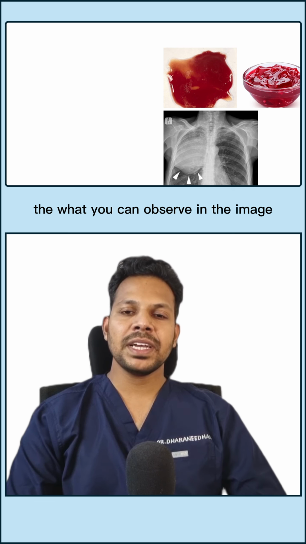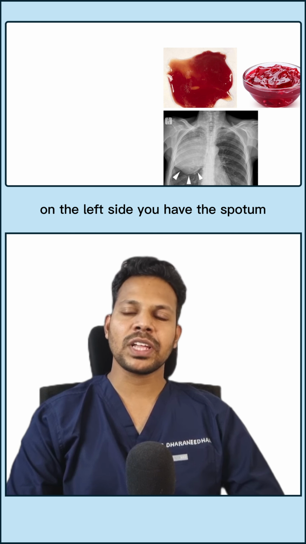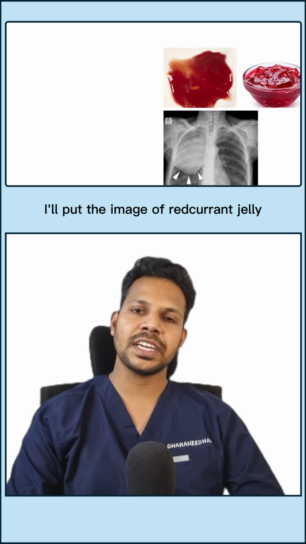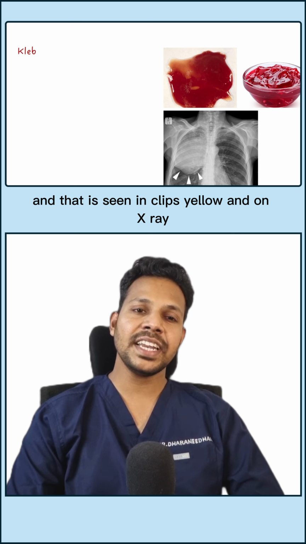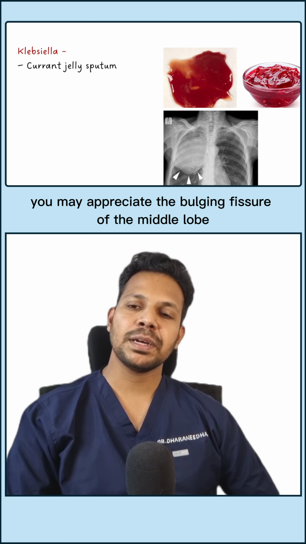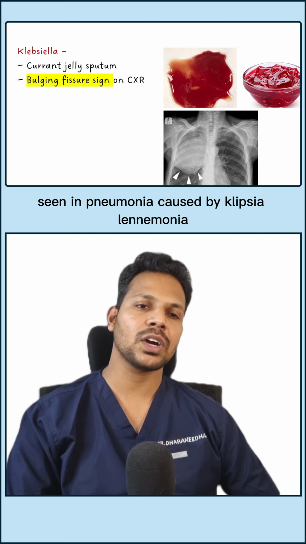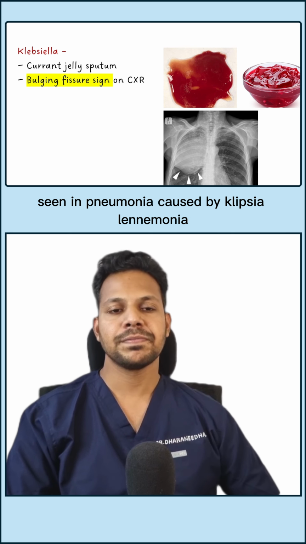What you can observe in the image is a red currant jelly sputum. On the left side, you have the sputum, and on the right side, I have put the image of red currant jelly for easier understanding, and that is seen in Klebsiella. And on X-ray, you may appreciate the bulging fissure of the middle lobe, that is called the bulging fissure sign, seen in pneumonia caused by Klebsiella pneumoniae.